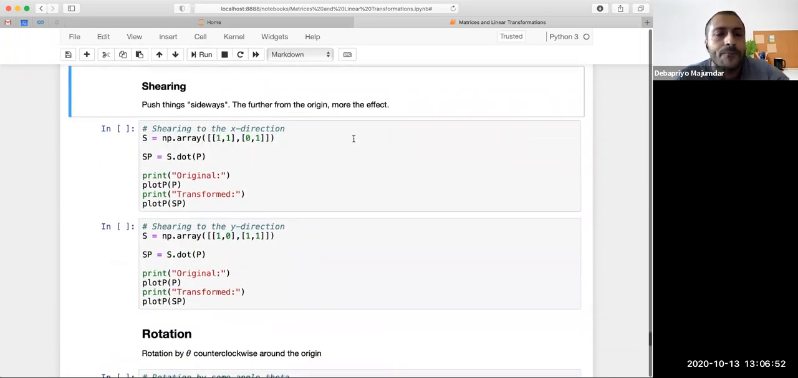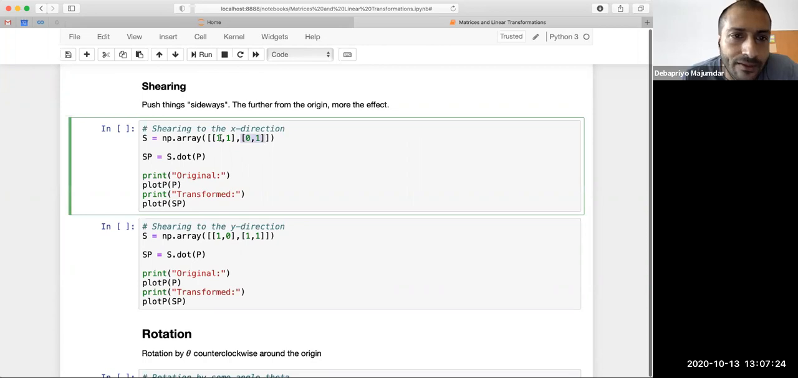Now let's come to a bit more complicated thing. So far it was all diagonal matrices: scaling, reflection. All the matrices were diagonal, and that's easy to interpret because we're just tweaking every basis vector, but not really changing their angles, right? So here, we'll push things sideways. The further from the origin, the more the effect. The y-axis remains the same, 0 1. The x-axis, instead of 1 0, now becomes 1 1. So let's see what happens.